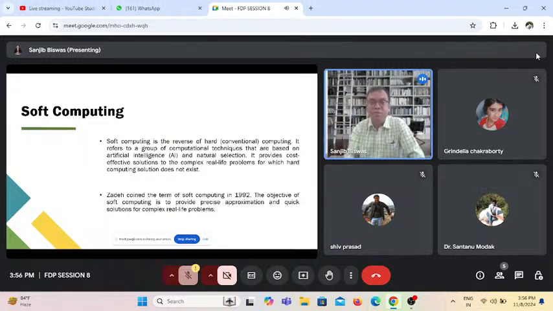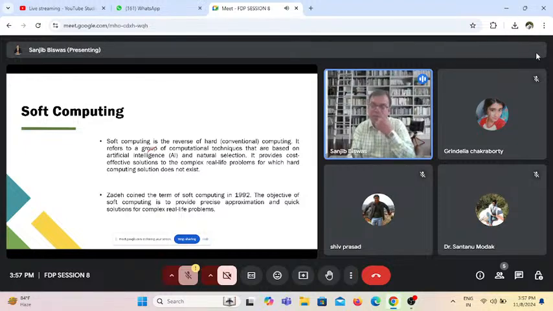Now we come to soft computing. So what is soft computing? Soft computing is a kind of field which deals with impreciseness. It deals with natural selection, which means where we need to go for approximation.